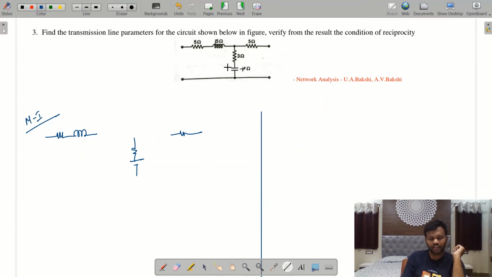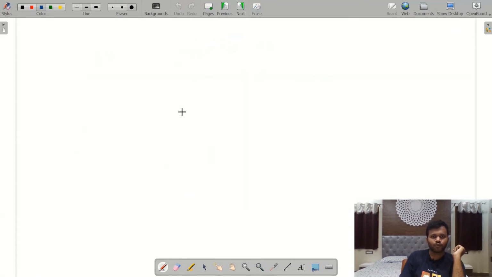These ABCD parameters will be multiplied. So what are the ABCD parameters for part 1, part 2, part 3? We will see. Before going to that, we will see the shortcut for ABCD parameters. So what is my shortcut?